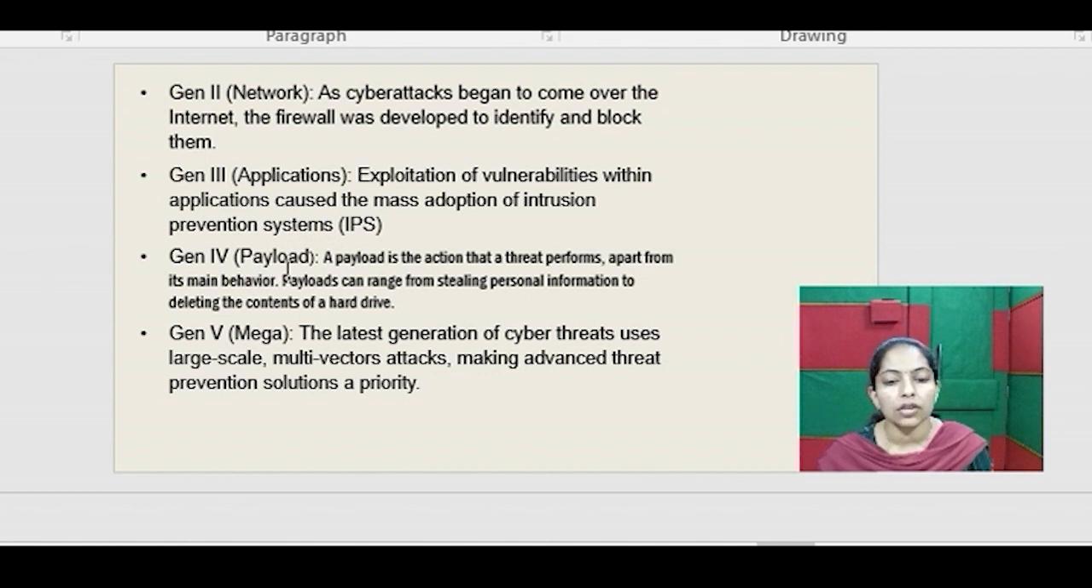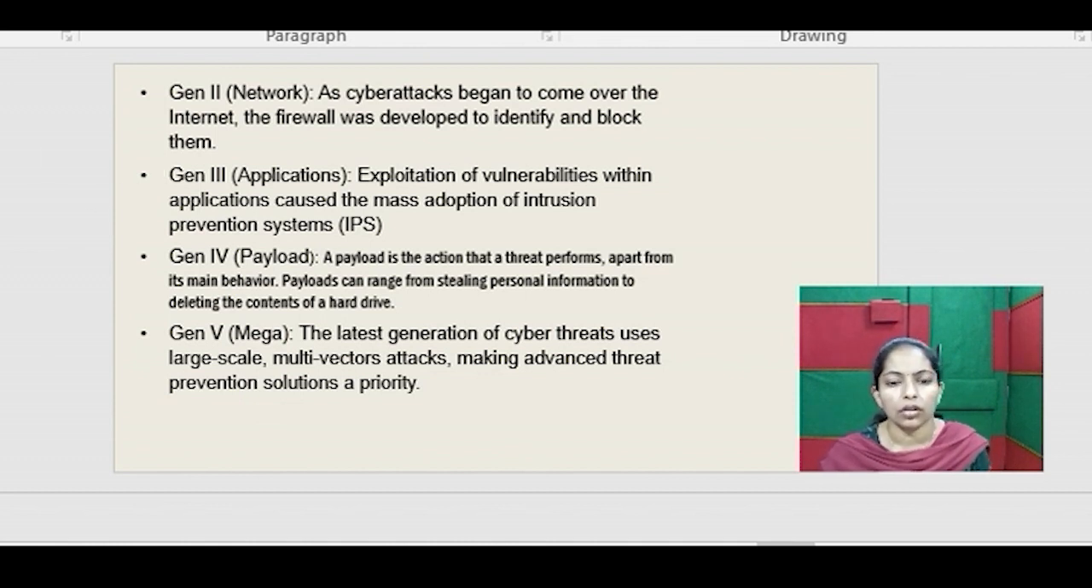Generation fourth is applied on the payload. A payload is the action that a threat performs apart from its main behavior. Payloads can range from stealing personal information to deleting the contents of the hard disk. And now we are in the 5th generation, known as the mega generation or mega threat. The latest generation of cyber threats uses large scale multi-vector attacks, making advanced threat prevention solutions a priority.